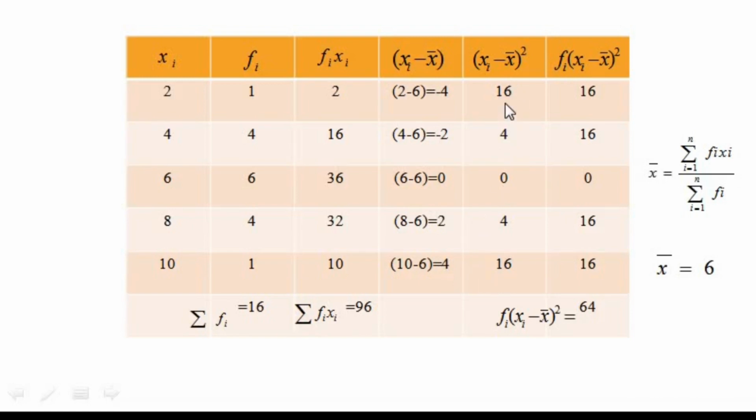At the last, we multiply the squares by the respective frequency. So 1 into 16 is 16, 4 into 4 is 16, 6 into 0 is 0, 4 into 4 is 16, 1 into 16 is 16. Then take their sum, which will be 64.